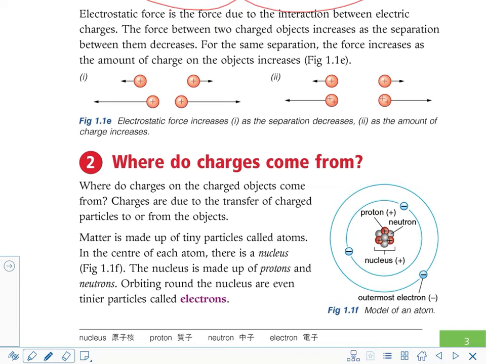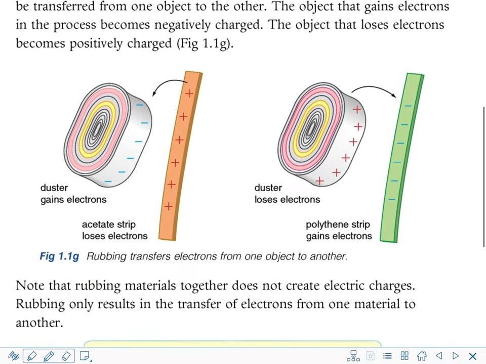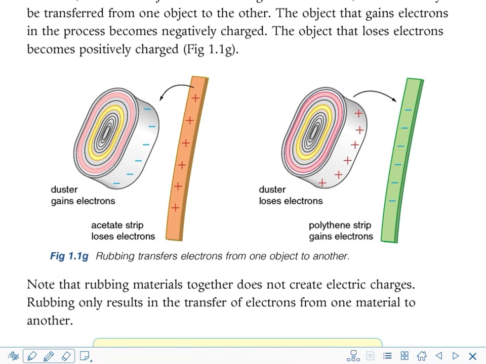We know the outer part of our atom will be electron. So if we rub something, an electron may be removed. If an electron is removed, now the atom will become positive, because originally it is neutral. One electron is missing, so the remaining atom will become positively charged. And the electron may be attached to another atom, so it becomes negatively charged. Originally neutral.